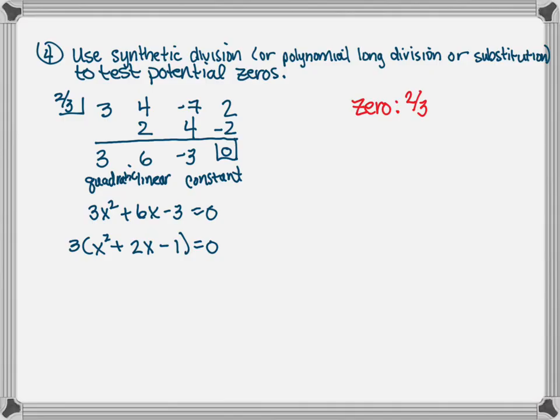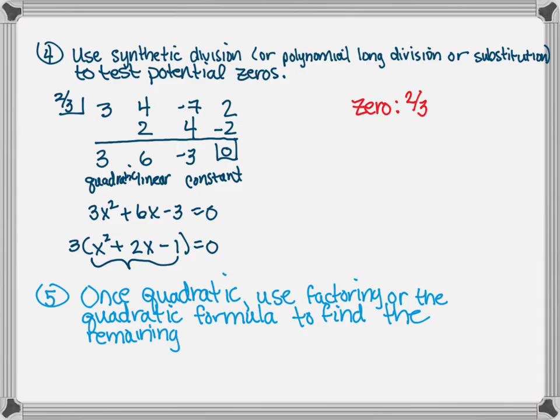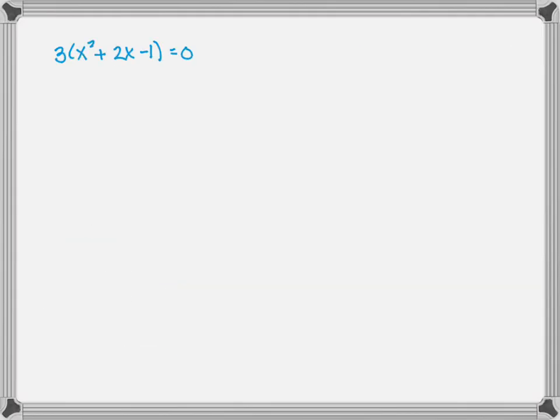So we'll look at further factoring what's in parentheses, the x squared plus 2x minus 1. Our next step, once we have a quadratic term, is to use factoring or the quadratic formula. Technically, you could also use completing the square to find the remaining zeros. Now, x squared plus 2x minus 1 does not factor. So I'm just writing it up here so you can remember what we have. We also had 2/3 as our 0. We are going to use the quadratic formula since x squared plus 2x minus 1 does not factor.